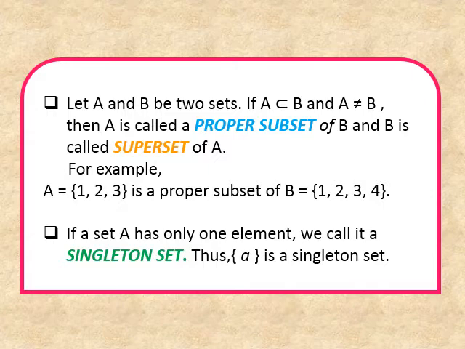Clear? Okay. Now if a set has only one element, then we call it a singleton set. If there is only one element in a set, then it is called a singleton set. I hope I am clear. So pause and note down the points.